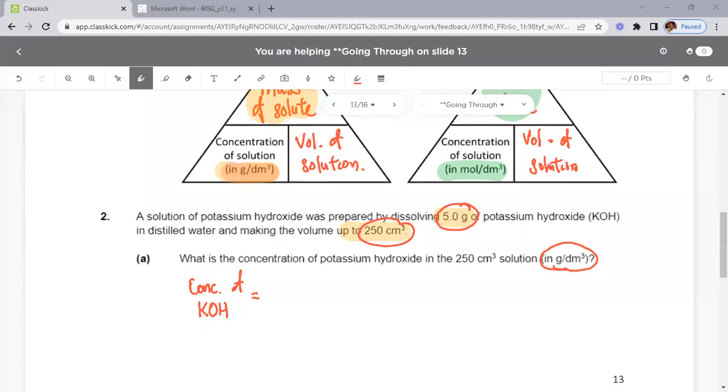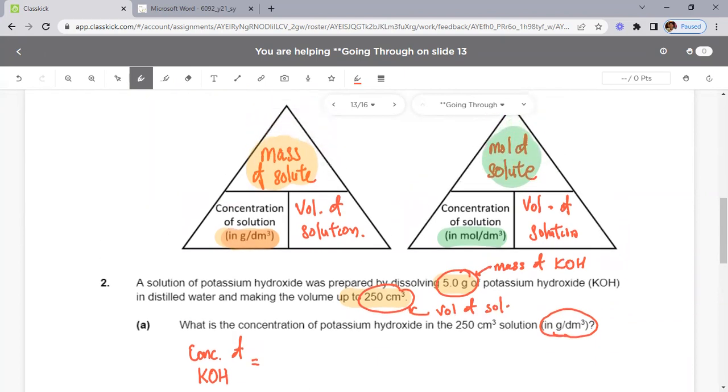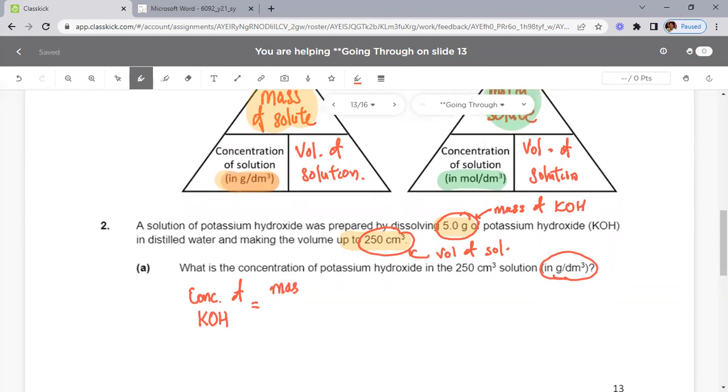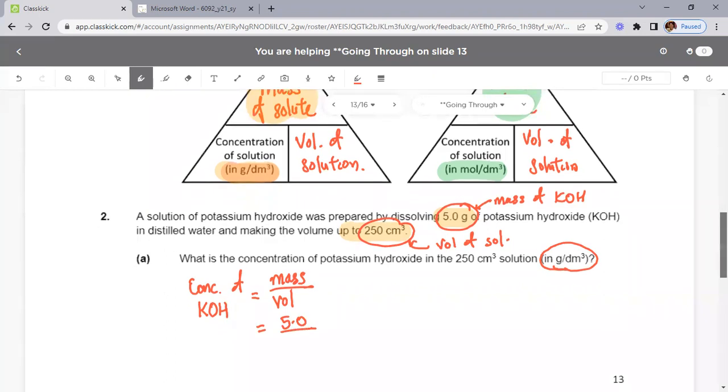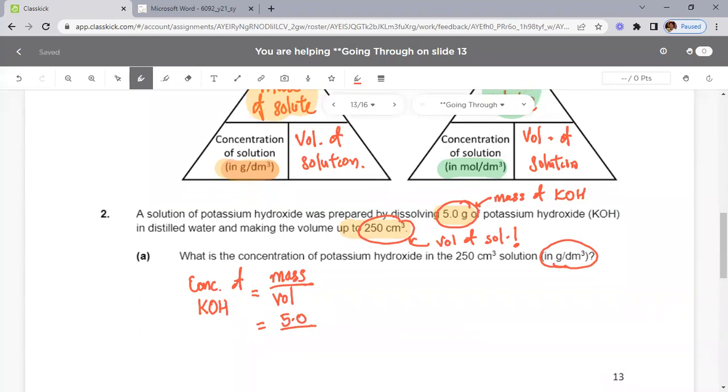Let's start from here now. What I've circled in the question, 5 gram, is the mass of the solute. In this case, it's the mass of KOH. 250 cm3 is the volume of the solution. Then they ask what the concentration is, so I'm going to use the triangle on the left-hand side. To find concentration, take the mass divided by the volume. Mass is 5.0 gram. For the volume, do take note, they want it in dm cube, so I'm going to put an exclamation mark to remind myself to convert to dm cube.